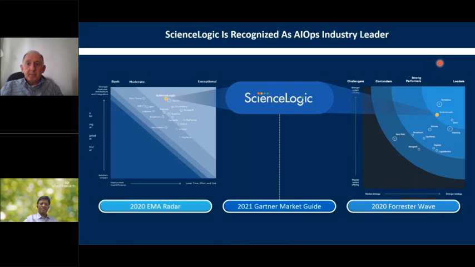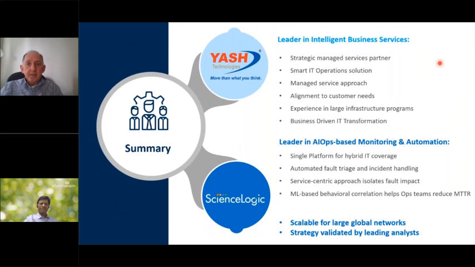Final slide. Yeah, so in summary, with YASH, we have a strategic partner for managed services, providing very smart IT operations solution. The managed service gives us all kinds of flexibility, of course, and helps YASH align to the needs of your particular IT organization. YASH has great experience in delivering very large infrastructure programs on a global basis and getting involved in some of these IT transformation projects, specifically around digital transformation.